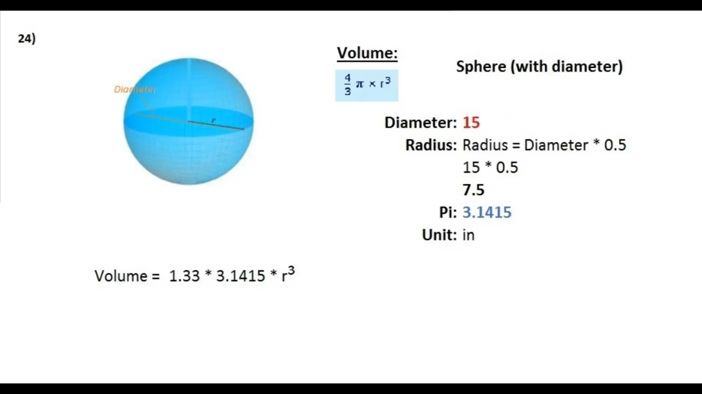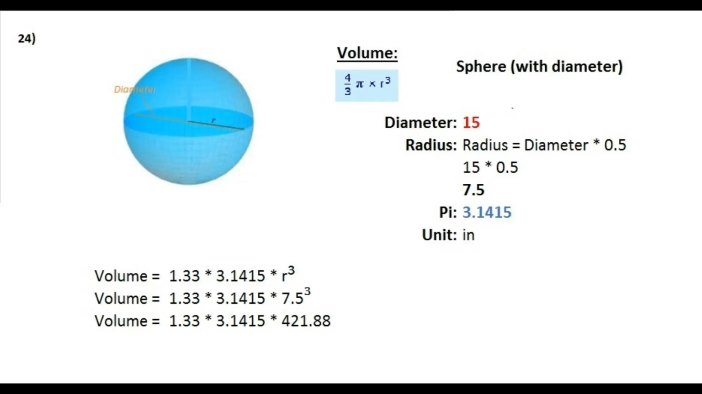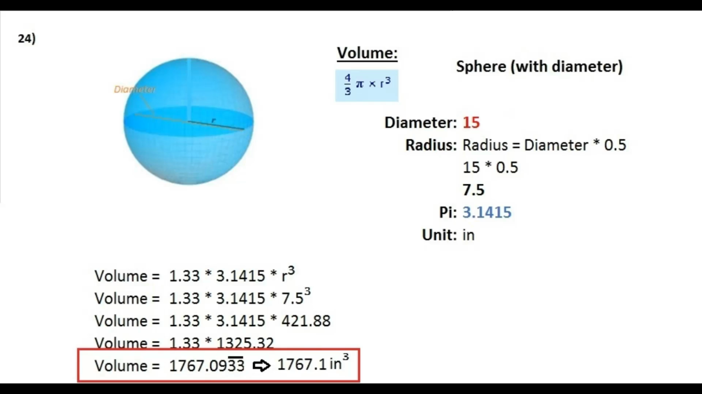And our volume is 1.33, the decimal equivalent of 4/3, times pi times radius cubed. And we just plug in our numbers. 1.33 times 3.1415 times 7.5 cubed. 1.33 times 3.1415 times 421.88. Then we have 1.33 times 1,325.32. Our final answer is 1,767.0933 repeating, and we can just round that to 1,767.1 inches cubed. All right, and that is it.